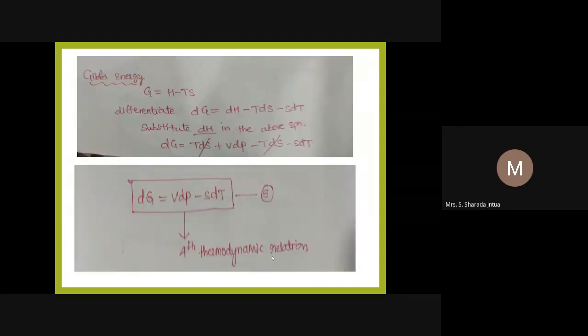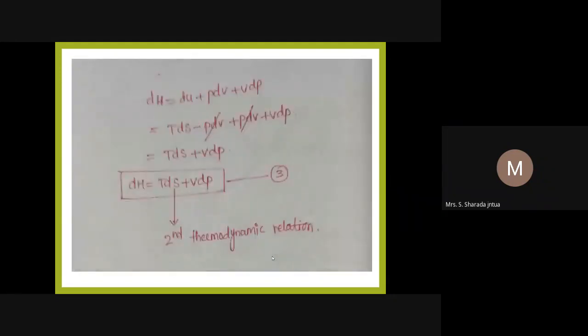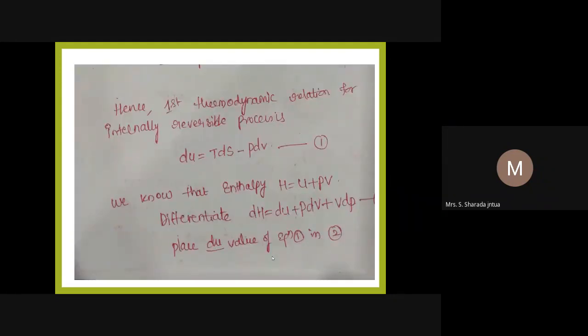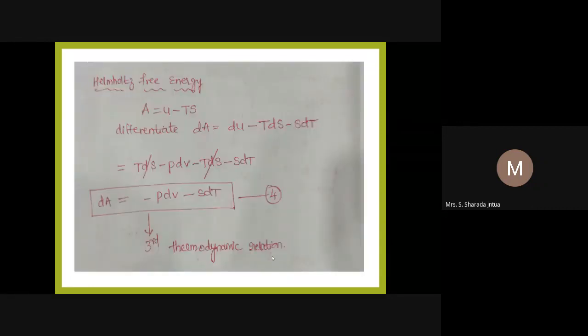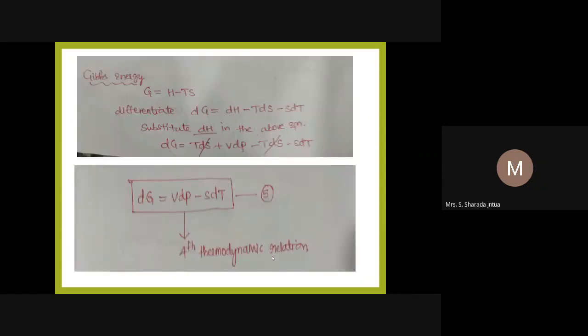So now let us go for the other energy. Basically we are dealing with different types of energies. That is because we are doing the energy balance. Before doing the energy balance, we need to study what the different types of energies are. One is internal energy, another is enthalpy, which is one more energy, another is Helmholtz free energy, and another is Gibbs free energy. So this is Gibbs energy.